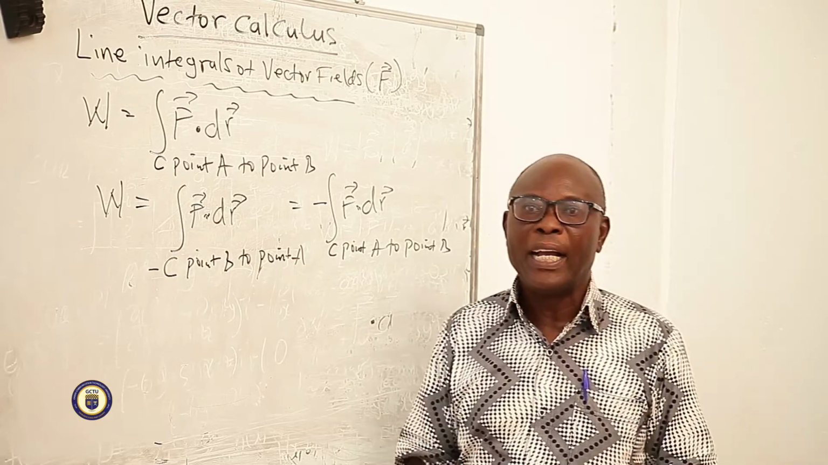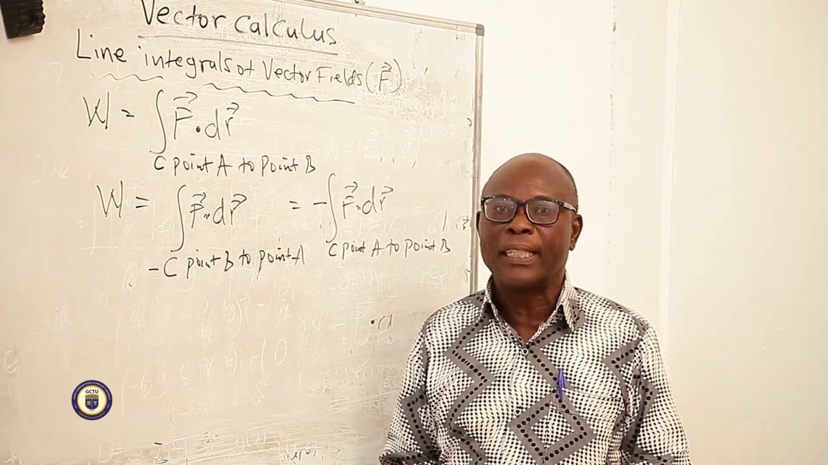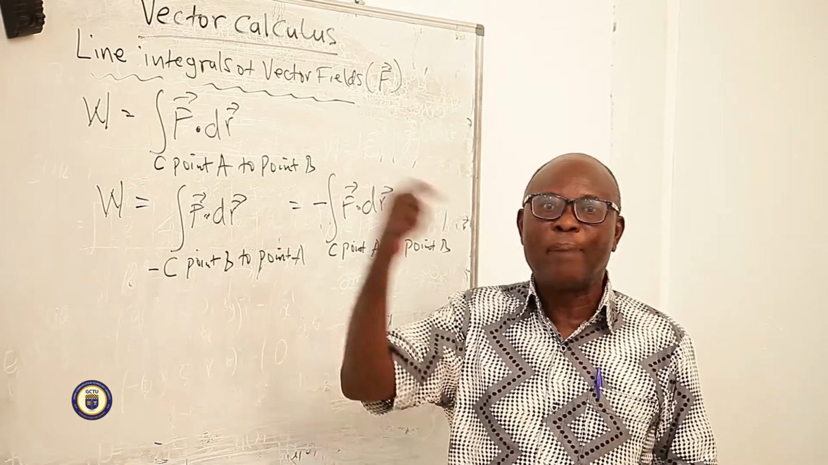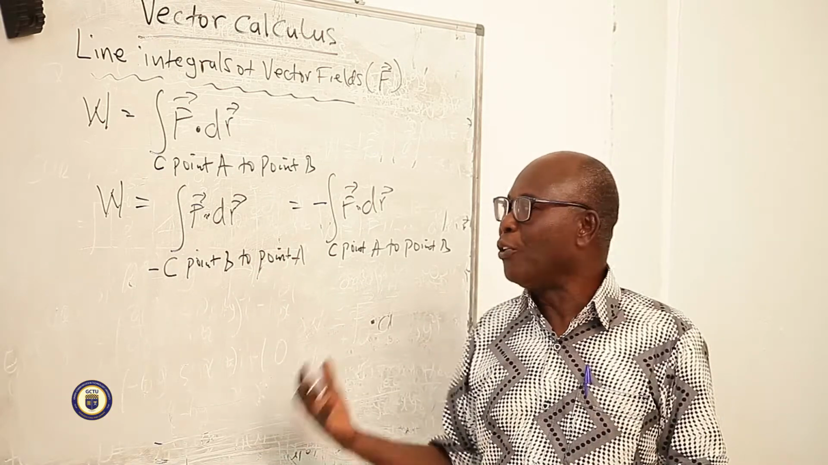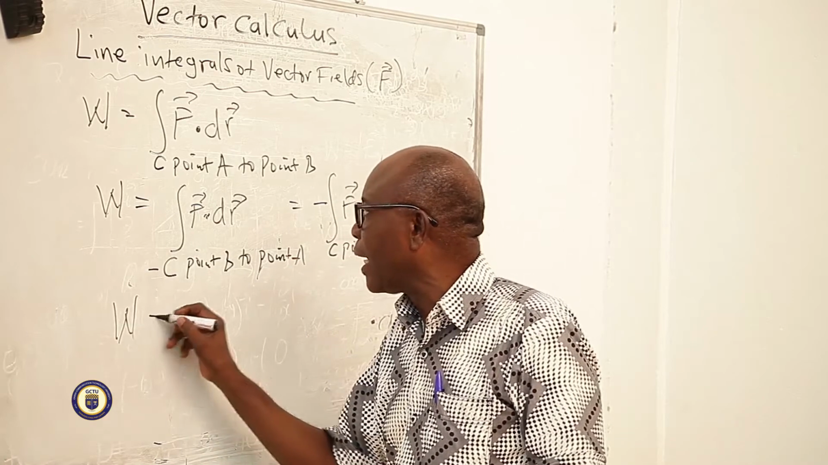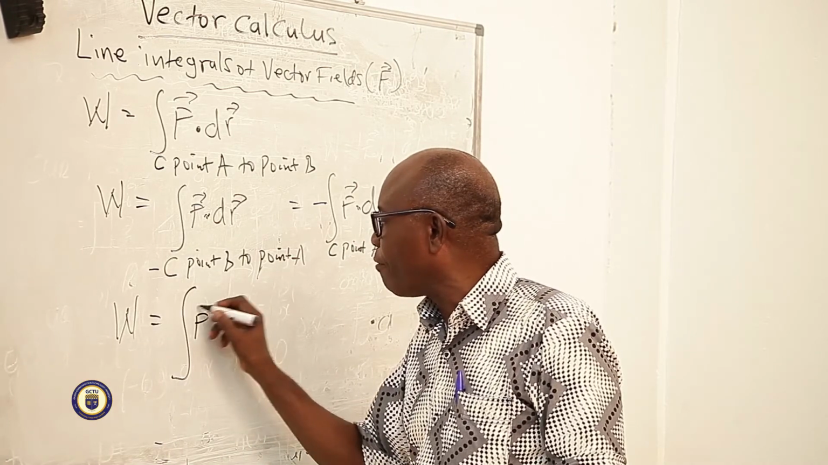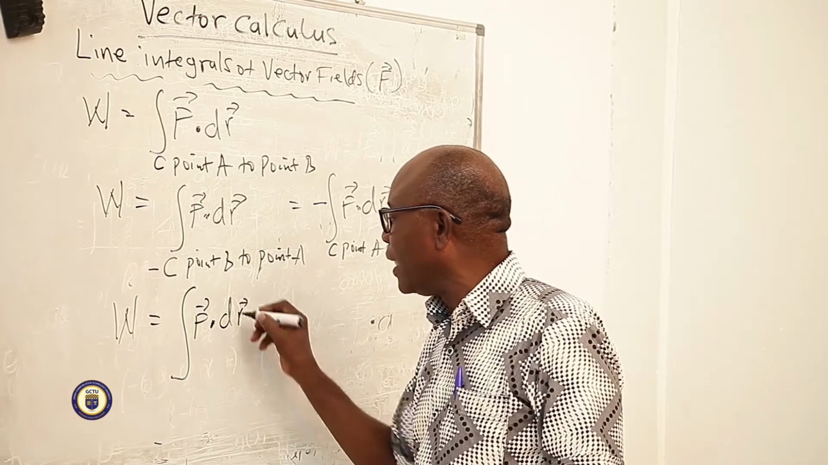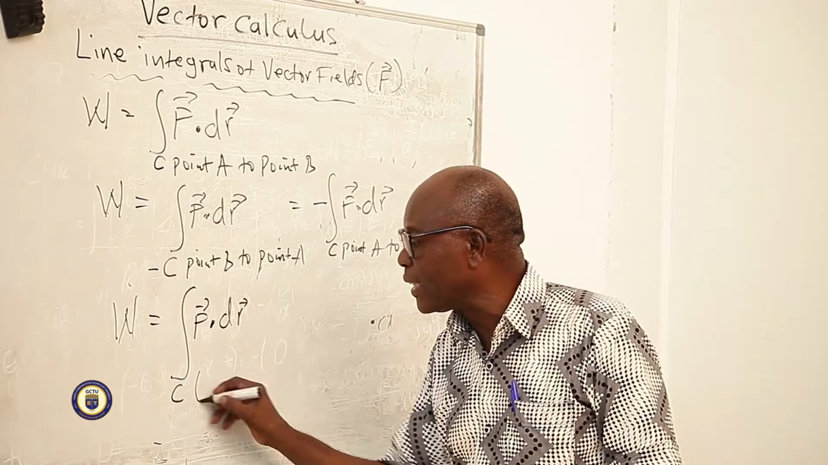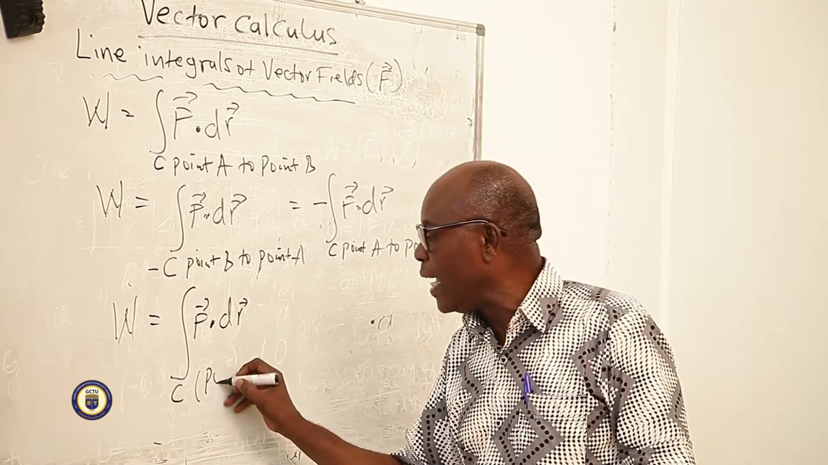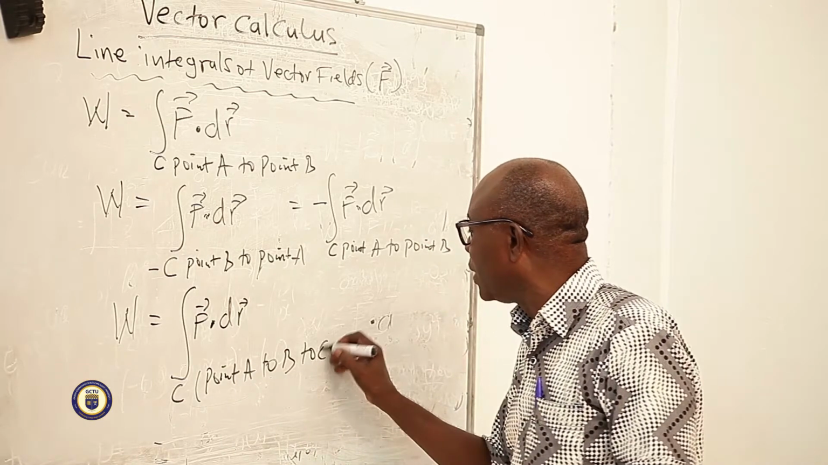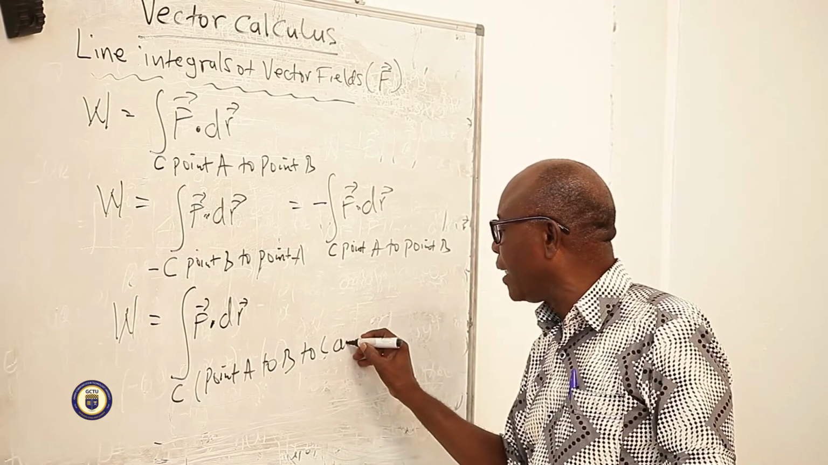And another scenario is that if the object moves from point A, goes around in any direction, then comes back to the original point, how do we calculate the work done? And so we can have another scenario where the work done can be calculated as the line integral of F dot dr, where the path of integration is C. But in this case, C is a path from point A to B to C and back to A.